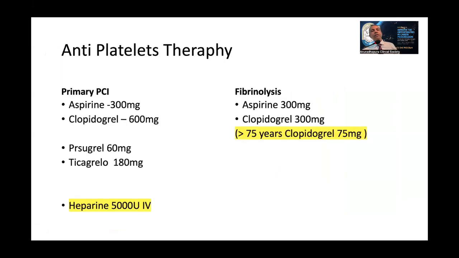Once you decide whether you are going to thrombolyze or do the primary PCI, you will decide on antiplatelet therapy. For the primary PCI patient, you can give aspirin 300 and clopidogrel 600, or prasugrel or ticagrelor. But of course, these are very expensive. If you give ticagrelor for 1 month, it will cost about 15 to 20,000 rupees for that drug only. So most patients cannot afford it.